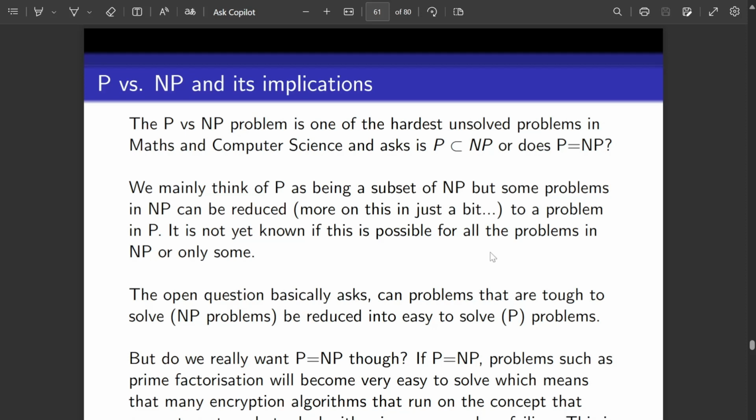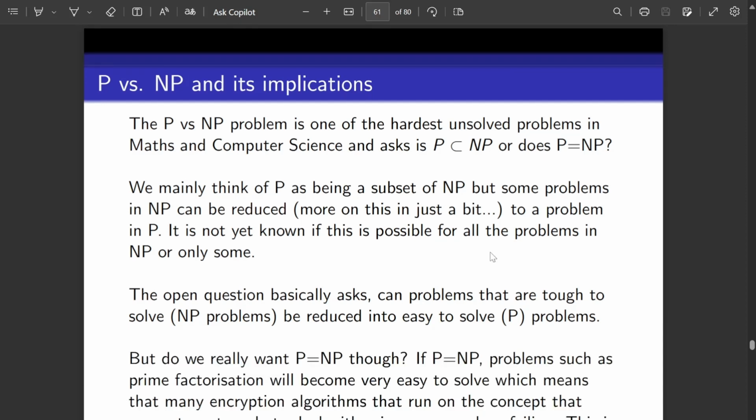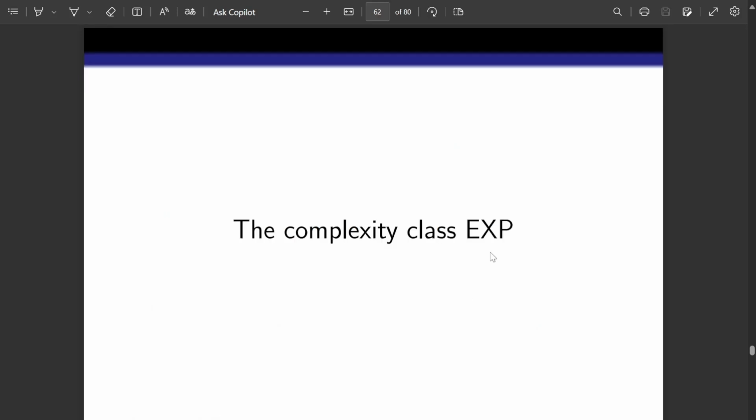See guys, the reason I'm not going to be giving a solution is because of this paragraph right here. Do we really want P to equal NP? If P equals NP, problems such as prime factorization become very easy to solve, because prime factorization is an NP problem. If that reduces into P, computers that rely on prime factorization to keep computers secure will fail. I obviously know the solution, you guys. I'm just not telling because it would be very bad.